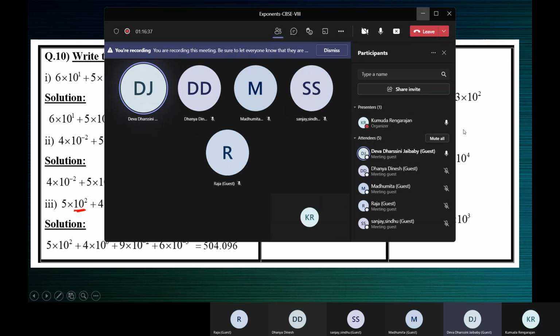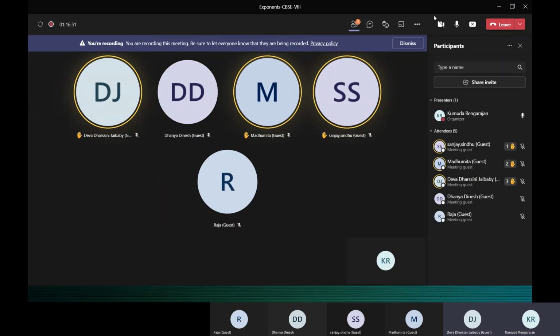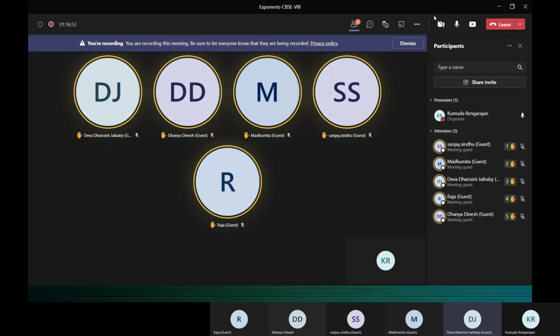Completed question 10, ma'am. Very good. Okay. Completed, ma'am. All right, children. Class emoji, raise your hand. Use the emoji and raise your hand, children. Sanjay and Sindhu, Madhumita, Devadarshini, Raja and Danya. Keetna's missing.